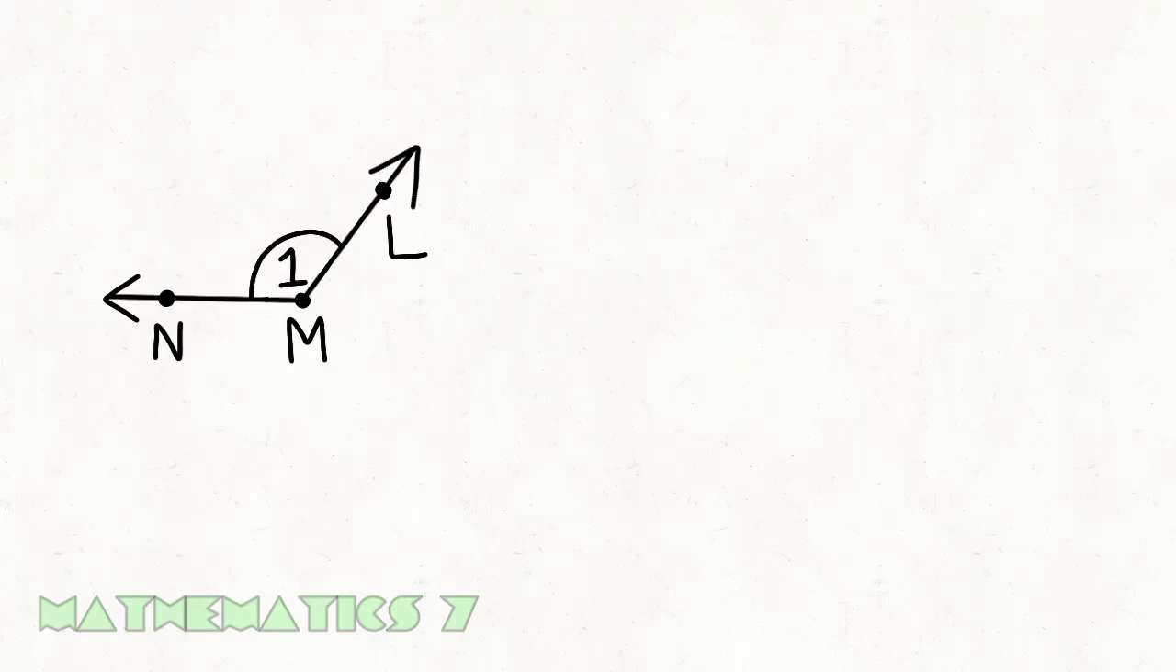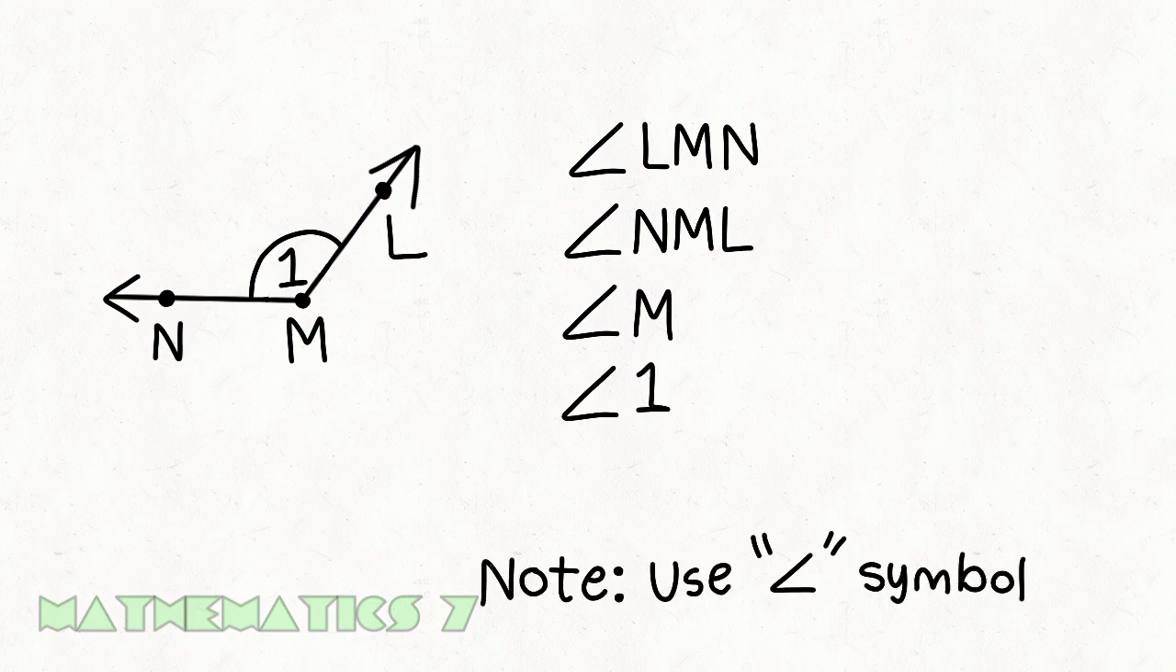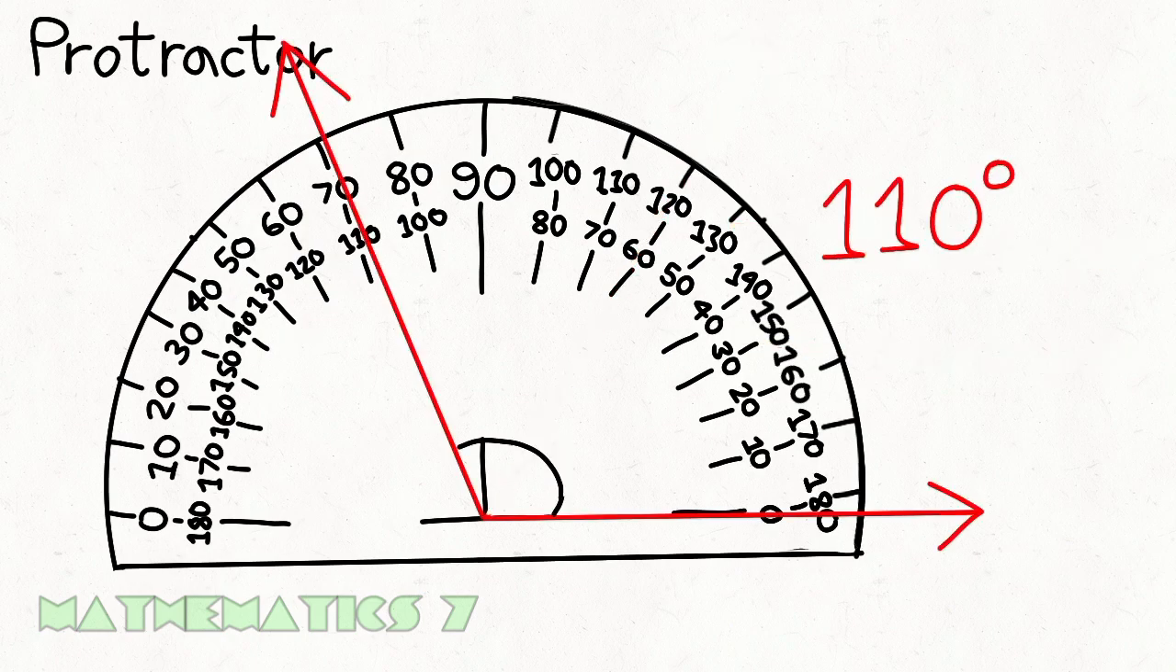An angle is formed by two non-collinear rays with a common endpoint. An angle can be named in three different ways: by the 3 points or 3 capital letters, by its vertex or one capital letter, or by a number if there is. Protractor, used to measure angles.